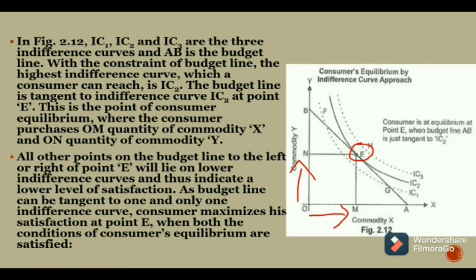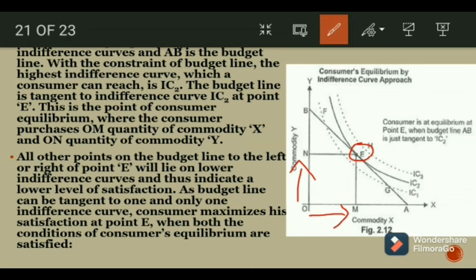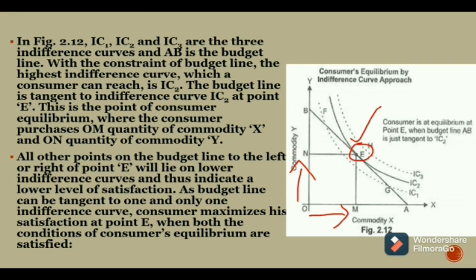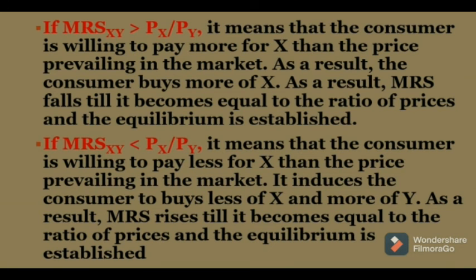A budget line can be tangent to one and only one indifference curve, and the consumer maximizes his satisfaction at point E only. Here both the conditions of consumer equilibrium are satisfied. Now if the slope of IC is not equal to the slope of the budget line.